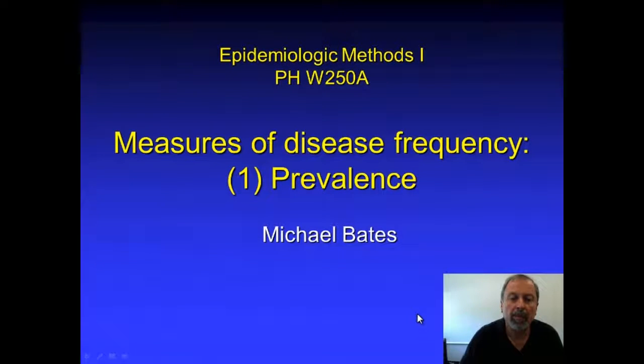So now we're going to start a short series of 3 talks dealing with measures of disease frequency, which you might think of as counting. One way of thinking about it is counting the number of cases of disease, although it's a little more complicated than that. So we're going to start today by talking about measures of prevalence, and in the next talk we're going to deal with measures of incidence, and then in the final talk we're going to introduce a few other measures of disease frequency.